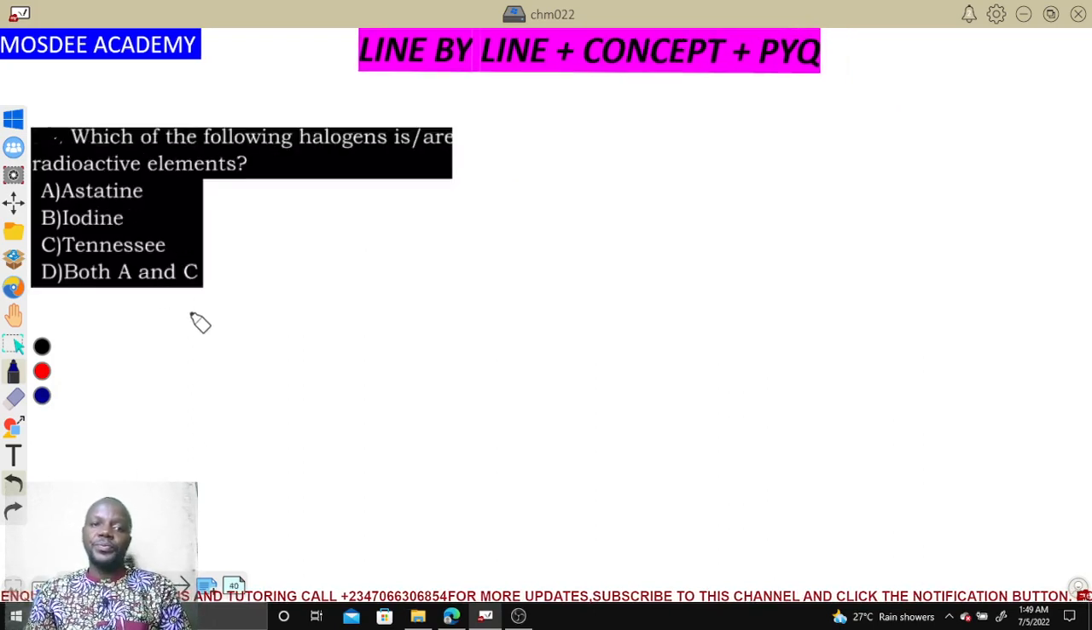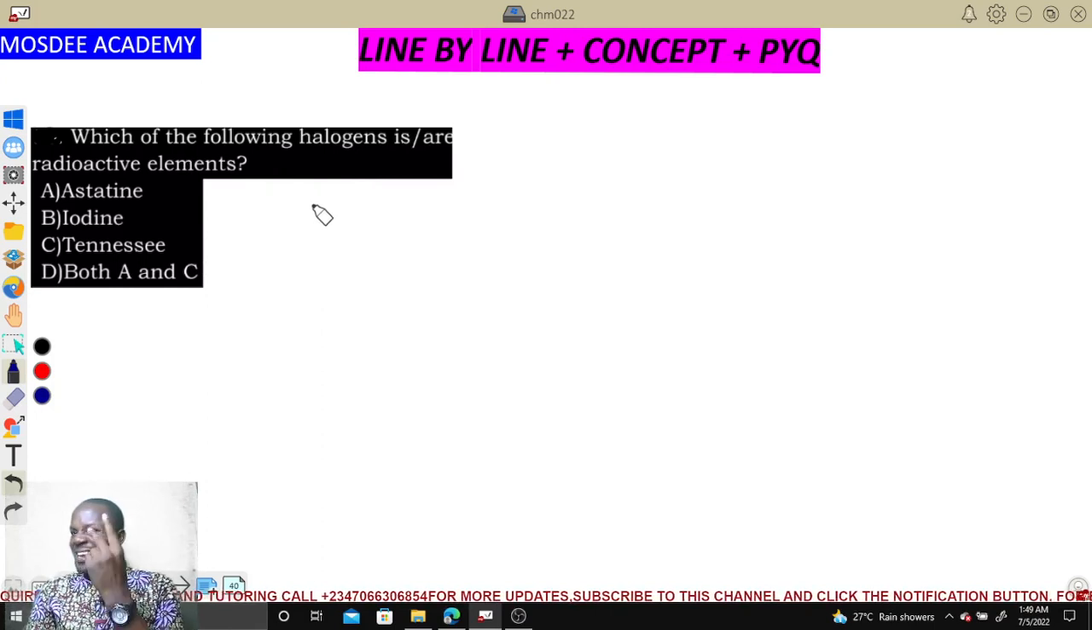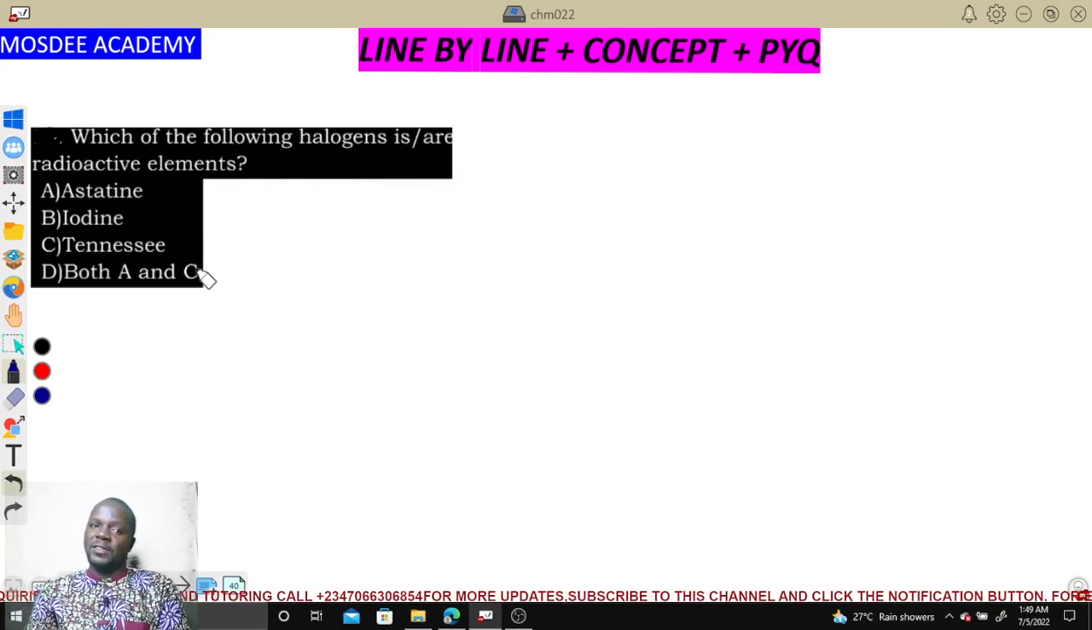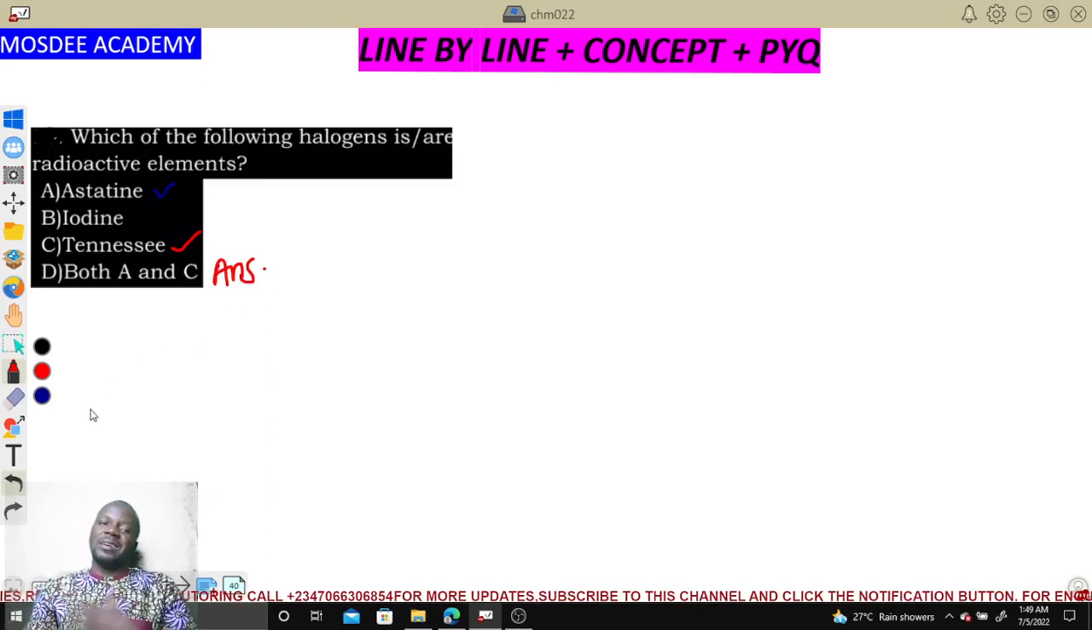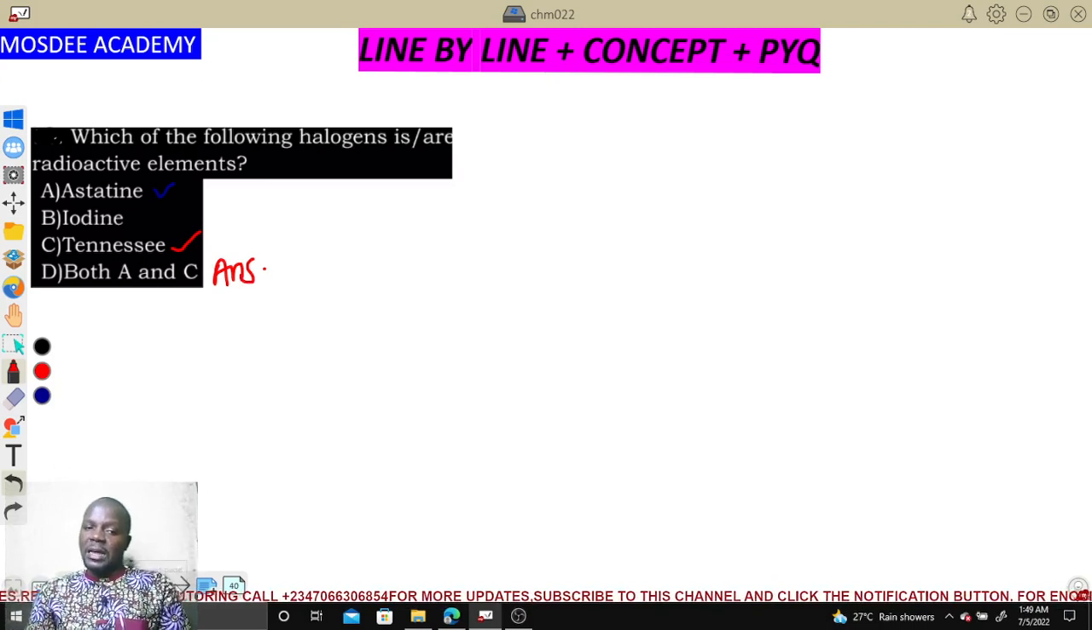Next is: which of the following halogens is a radioactive element? I told you from the first explanation that the last 2 members are radioactive elements, which are astatine and Tennessine. So the correct answer to this is both A and C. They are not stable, and that is why they are seen as being radioactive in nature.